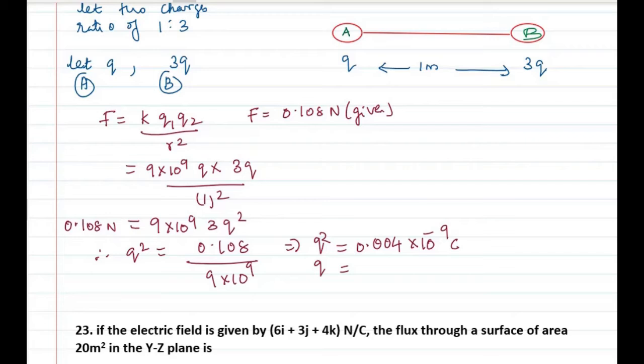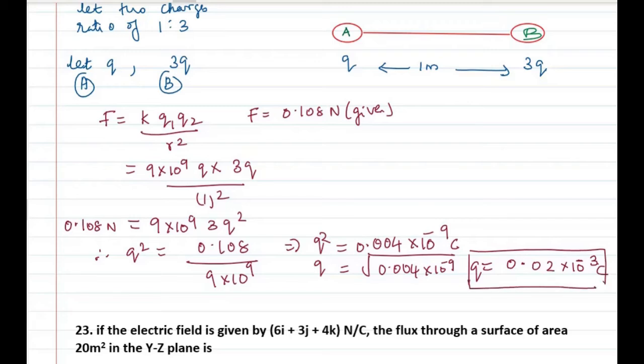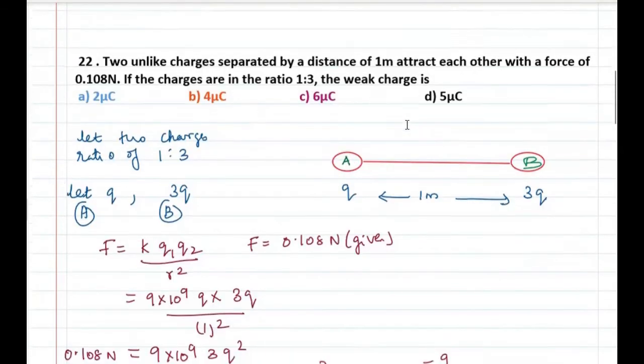Just take the square root of this, 0.004 into 10 to the power of minus 9. We'll get the answer as Q is equal to 0.02. Take the square root, we get 0.02 into 10 to the power of minus 3 Coulomb. So Q is equal to 0.02 into 10 to the power of minus 3 Coulomb, but you can check the options, the option is in terms of 2 microcoulomb.